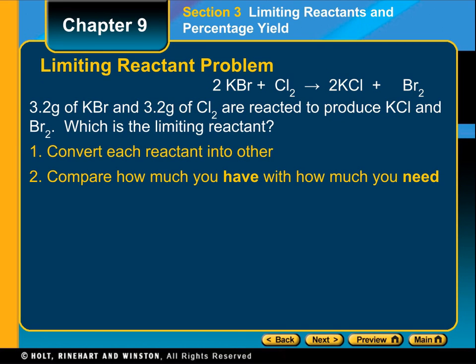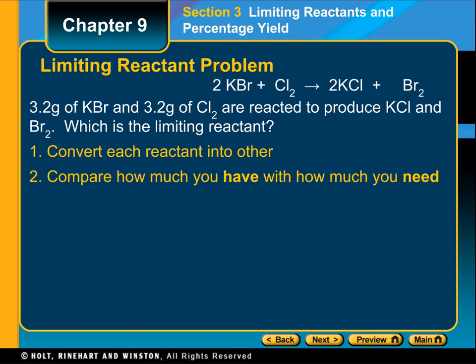Okay, so to do a problem with limiting reactant, they have to give you a balanced equation, or an equation that you can balance, and then they'll give you 2 numbers. In this case, they gave us 3.2 grams of KBr and 3.2 grams of Cl2 reacted to produce KCl and Br2, and they ask which is the limiting reactant. They will often say which is the limiting reactant or which one runs out first, and sometimes they'll ask you about the excess.